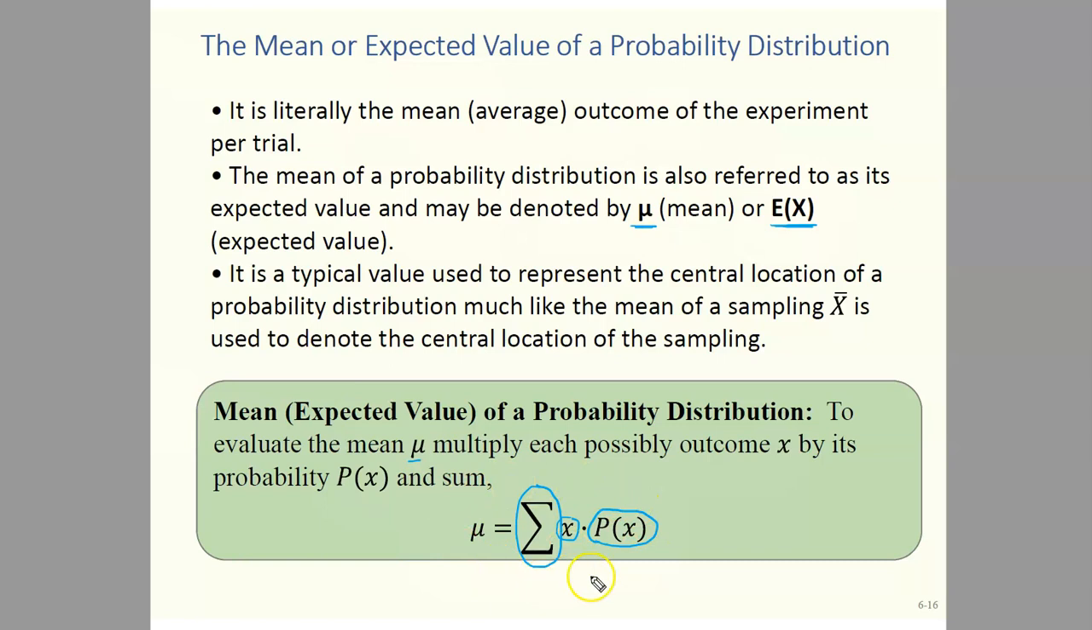Now we're going to take a look at an example where we use this formula first, and then we'll look at an example where we motivate this formula so you understand why we use it.